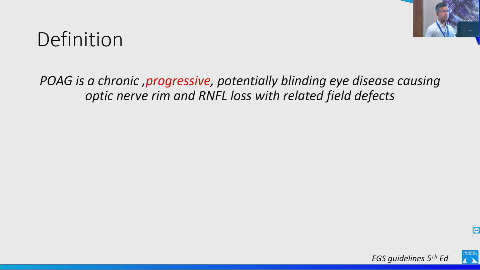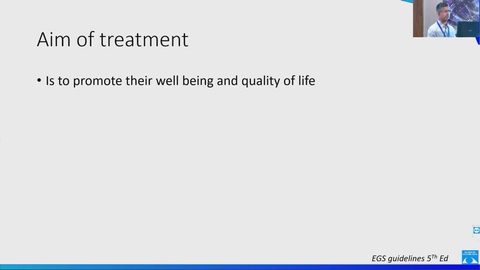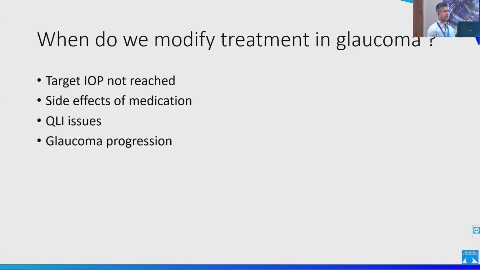Keep in mind that POAG is defined as a chronic, progressive, potentially blinding disease. So progressive is part of the definition of glaucoma, and therefore whenever we look at glaucoma, you have to look for progression when you are making treatment decisions. And keep in mind also that the aim of treatment is to preserve the patient's well-being and quality of life.